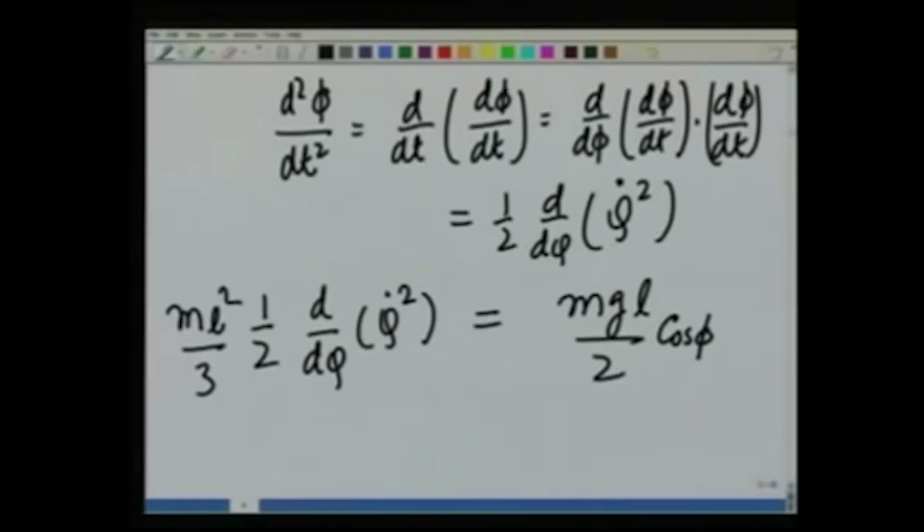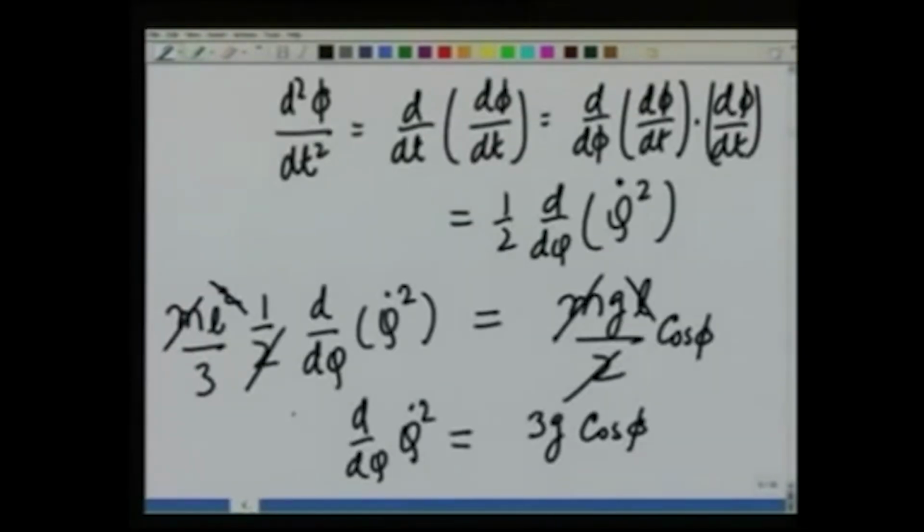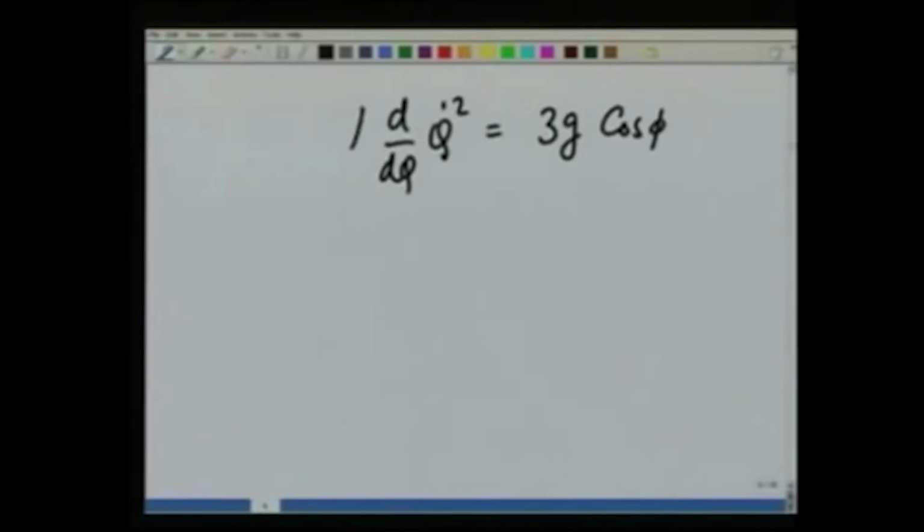I had simplified it earlier, I will do it again. The m cancels, this 2 cancels, one of the L's cancels, and therefore, I get d over d phi of phi dot square is equal to 3 g cosine of phi, and therefore, integrating, which is d phi dot square equals 3 g cosine of phi. There is an L also here, which I can write L here.